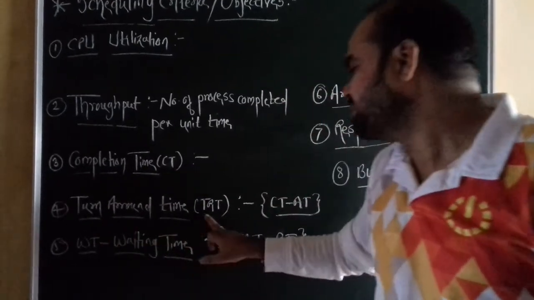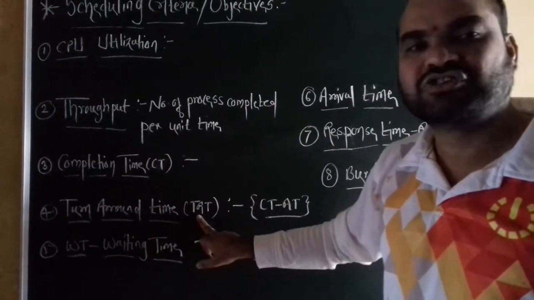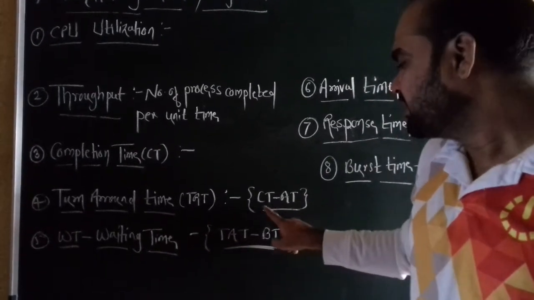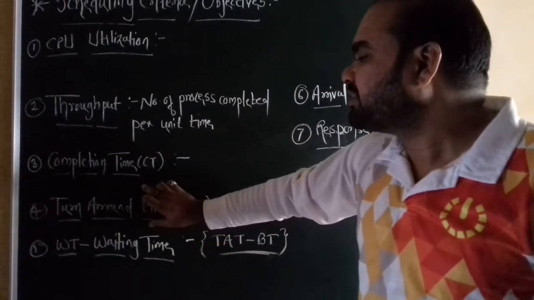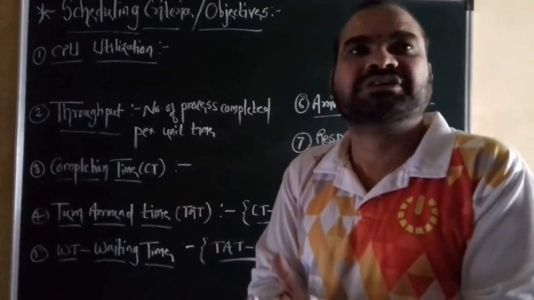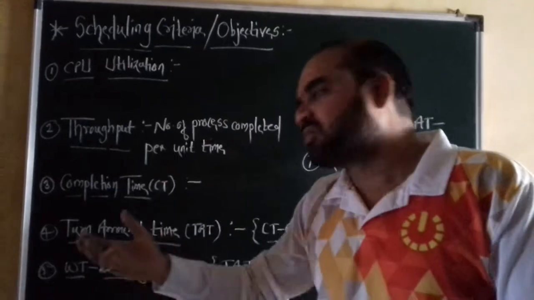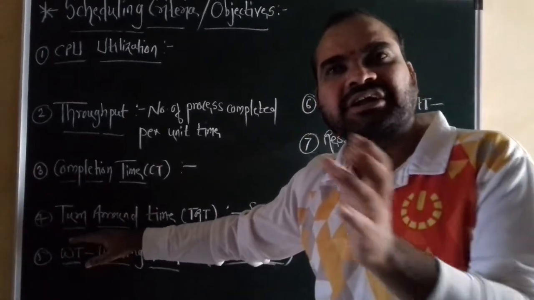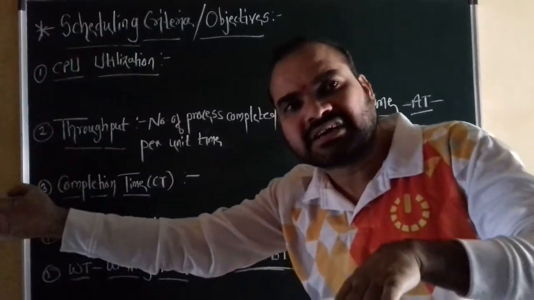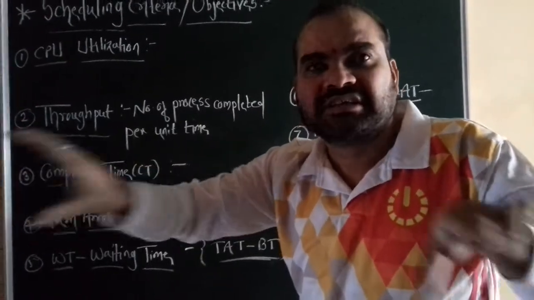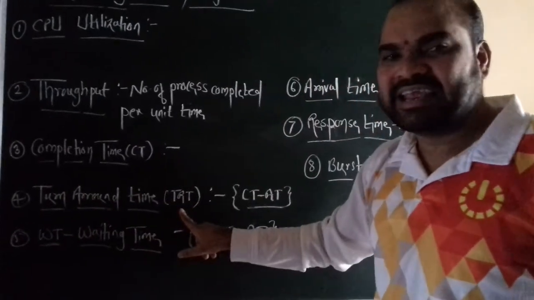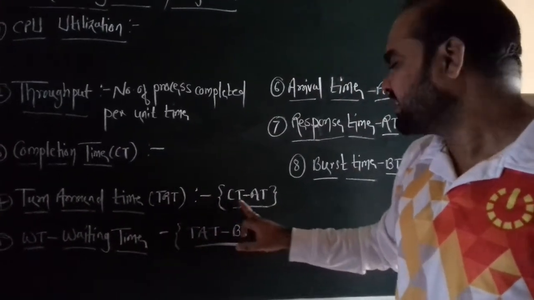Next one is turn around time, in brackets TAT. TAT is the short form of turn around time. Turn around time is equal to completion time minus arrival time, CT minus AT. Turn around time is the overall time of execution of a particular process. Whenever a process enters the machine for execution until the execution is completed successfully, that whole duration is the turn around time. Its short form is TAT, and it is equal to CT minus AT.